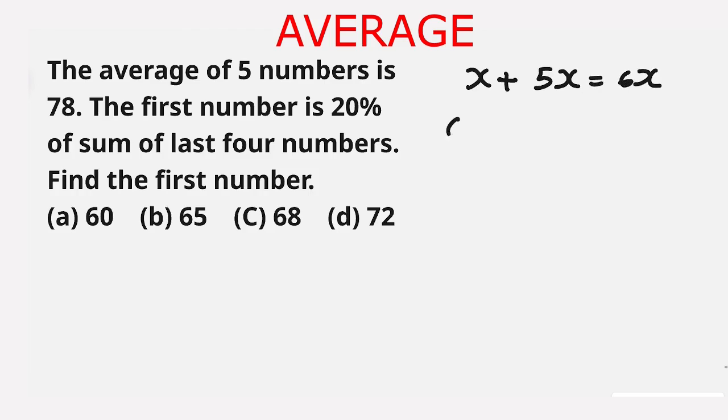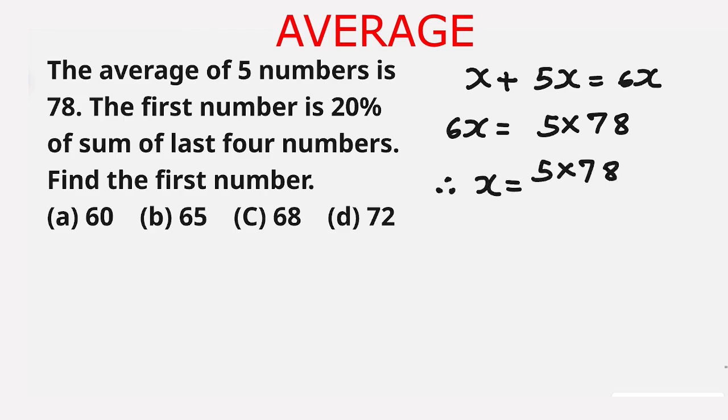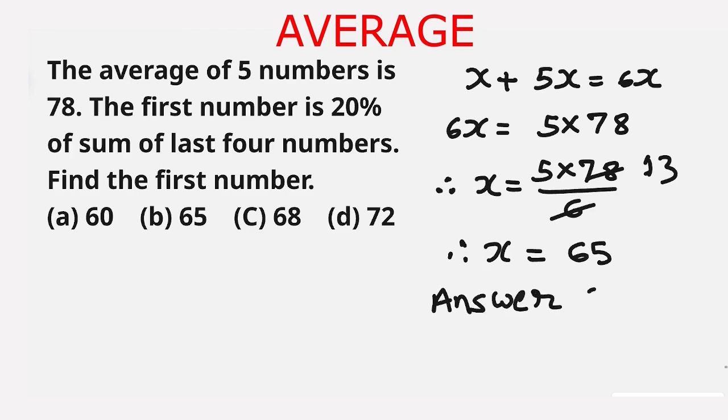And this 6x must be equal to 5 times the average of 5 numbers, which is 78. Therefore, x equals 5 multiplied by 78 divided by 6, and 6 divides 78 thirteen times. Therefore, x equals 13 times 5, which is 65. This was that easy question. And from the given options, our answer is option B, 65.